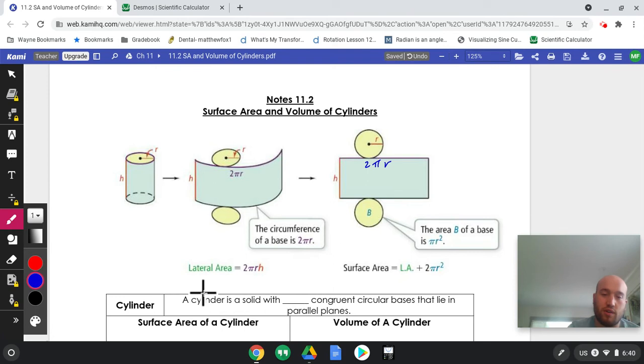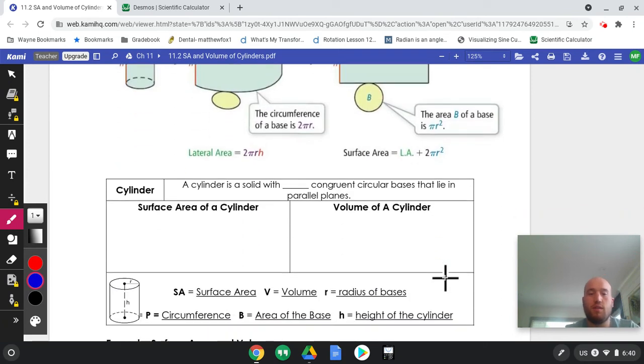So if we look here, lateral area, that's the sides of it. That's 2 pi r times h. As it's a rectangle, if we multiply those together, we will get 2 pi r h. Meanwhile, to find the area of the base, the b, we can just do pi r squared because that's our formula for a circle. Now, we have two of them, so we'll have to do 2 pi r squared. But just like before, a cylinder is a solid with two bases, right? They are circular in this case, and they're congruent.